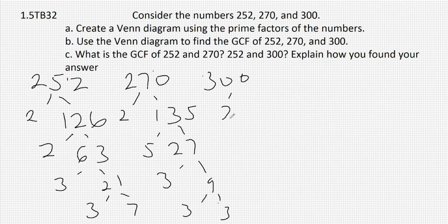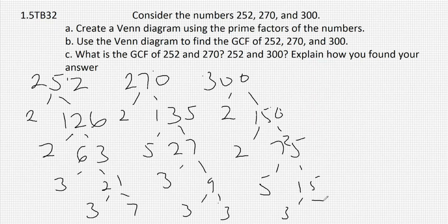300 will be 150. 2 will work again, which will be 75. 5 will work, which would be 15, and then 3 and 5.